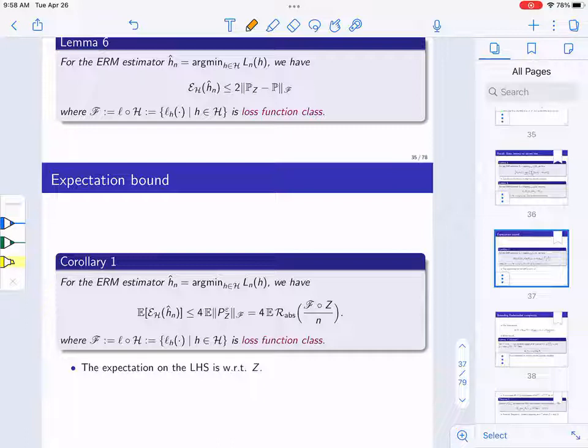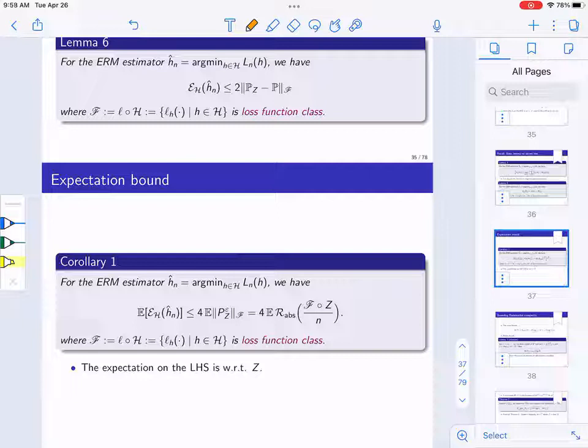Just a bunch of more notations. The main point is that the first inequality follows from the basic inequality, and the second inequality follows from symmetrization. The basic inequality followed by symmetrization gives you this. This is just the definition, almost. Okay, so just keep this in mind.